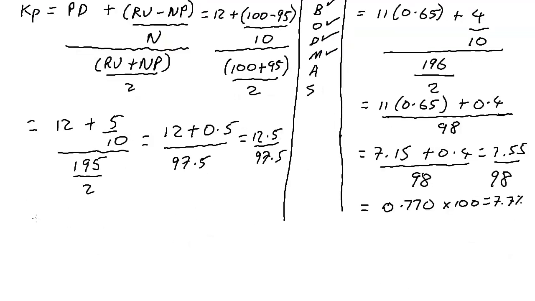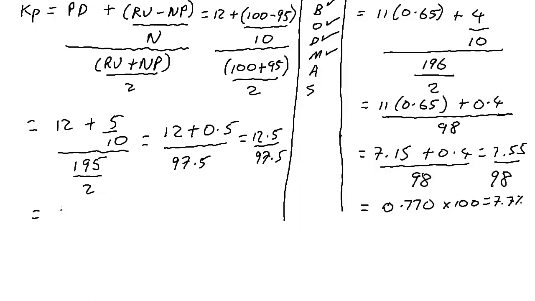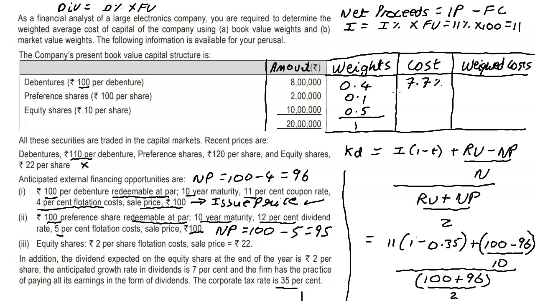Okay, and doing that on the calculator, 12.5 upon 97.5, let's see how much we get. 12.5 upon 97.5 gives us, and again up to 4 decimal places. So if we've got a 0 over here, we can't do anything with it. Okay, so we have 0.1282, and multiplying this into 100 gives us 12.82%. Okay, and I'm going to go back up here corresponding to preference shares, and I'm going to write down 12.82%. Now, next we have equity shares.